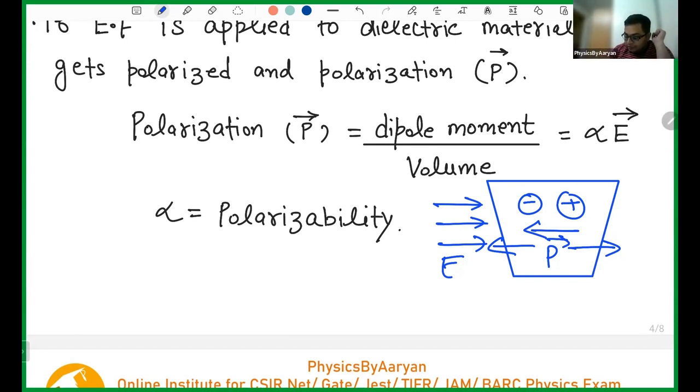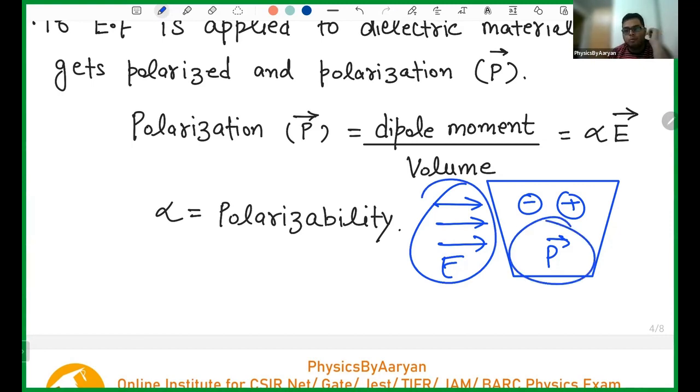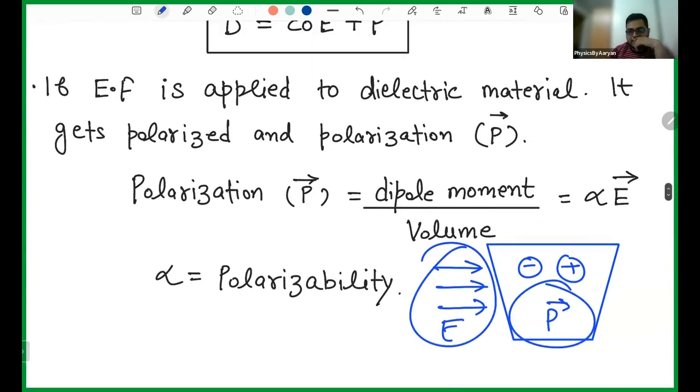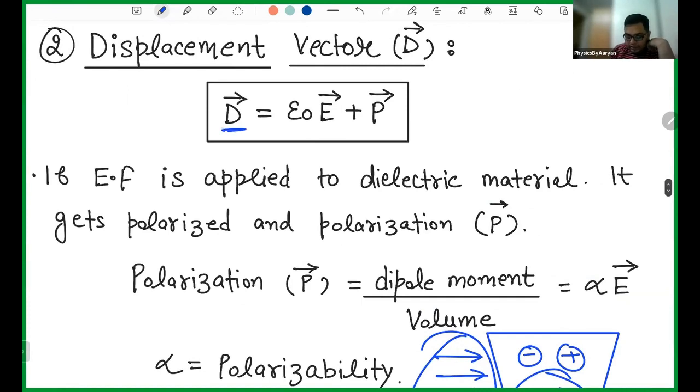Now, the electric field inside will be because of two terms. One is because of the electric field and one is because of the dipole moment. That is why you can clearly see the electric field inside. How many lines are passing per unit area? That is known as D. How many electric field lines are passing per unit area through the material is known as D. And it is made up of two things. One is what you applied, the electric field. And what is the polarization inside?